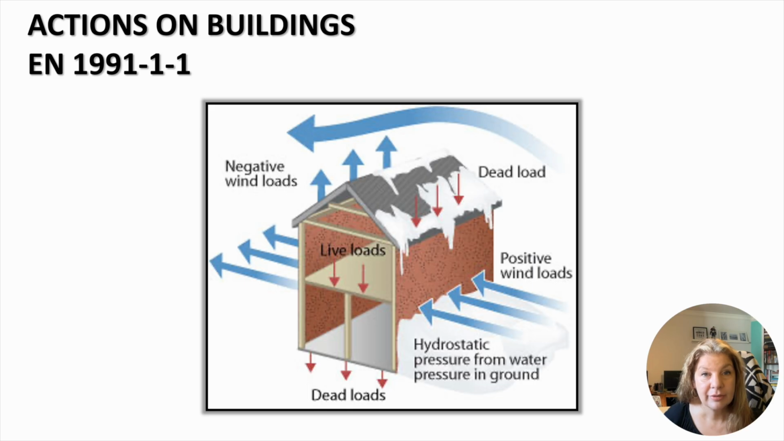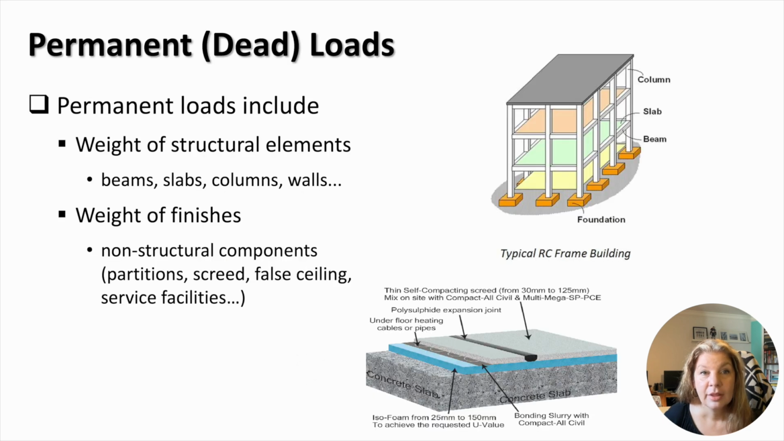Let's now look at some different actions as defined by Eurocode 1. These actions are divided into permanent actions, also used to be called dead loads, and variable actions, which we used to call live loads in the British standards. The permanent or dead loads include the weight of structural elements and non-structural components.